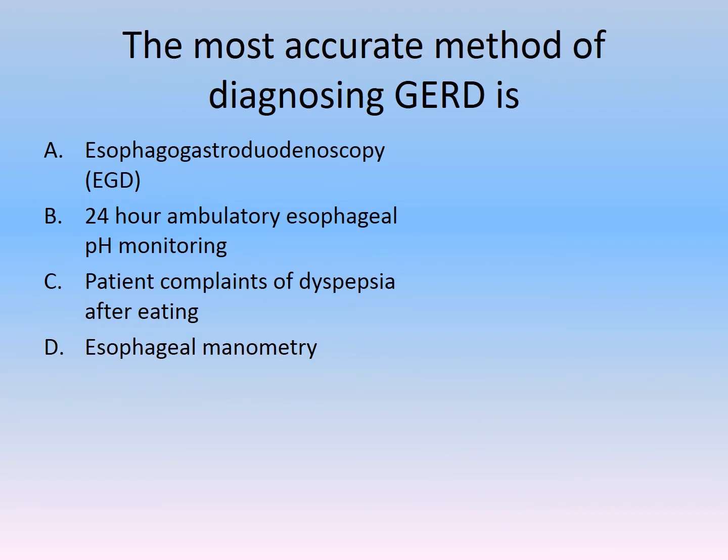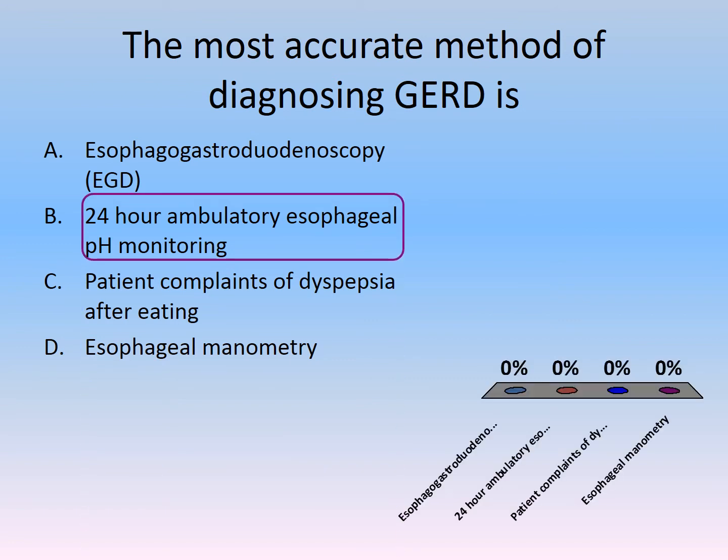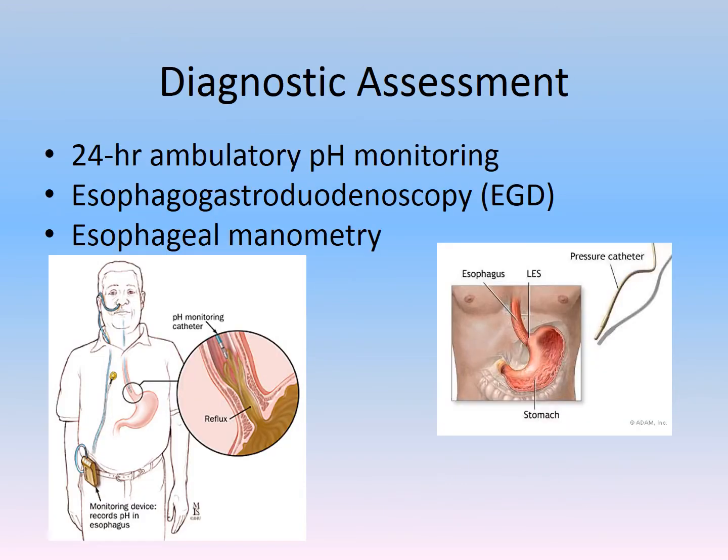All right, the most accurate method of diagnosing GERD is esophagogastroduodenoscopy, 24-hour ambulatory esophageal pH monitoring, patient complaints of dyspepsia after eating, or esophageal manometry. I'll give you a few seconds to think about that. And hopefully you all picked 24-hour ambulatory esophageal pH monitoring. So that is the most accurate. Other tests that they can do are esophagogastroduodenoscopy and esophageal manometry.